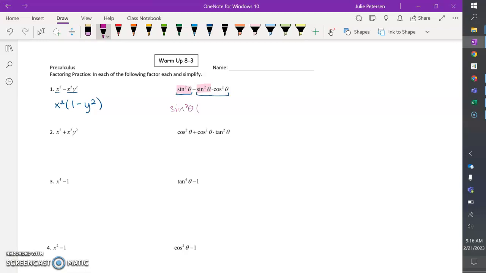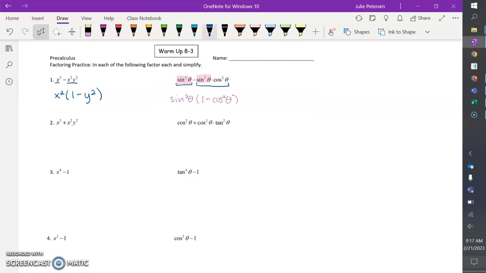and then that leaves us, there's always going to be two terms left over in the parentheses. However many terms we started with, that's how many we're going to end up with in the parentheses. The difference is this becomes a 1 now. It doesn't disappear. And then we have 1 minus cosine squared theta.